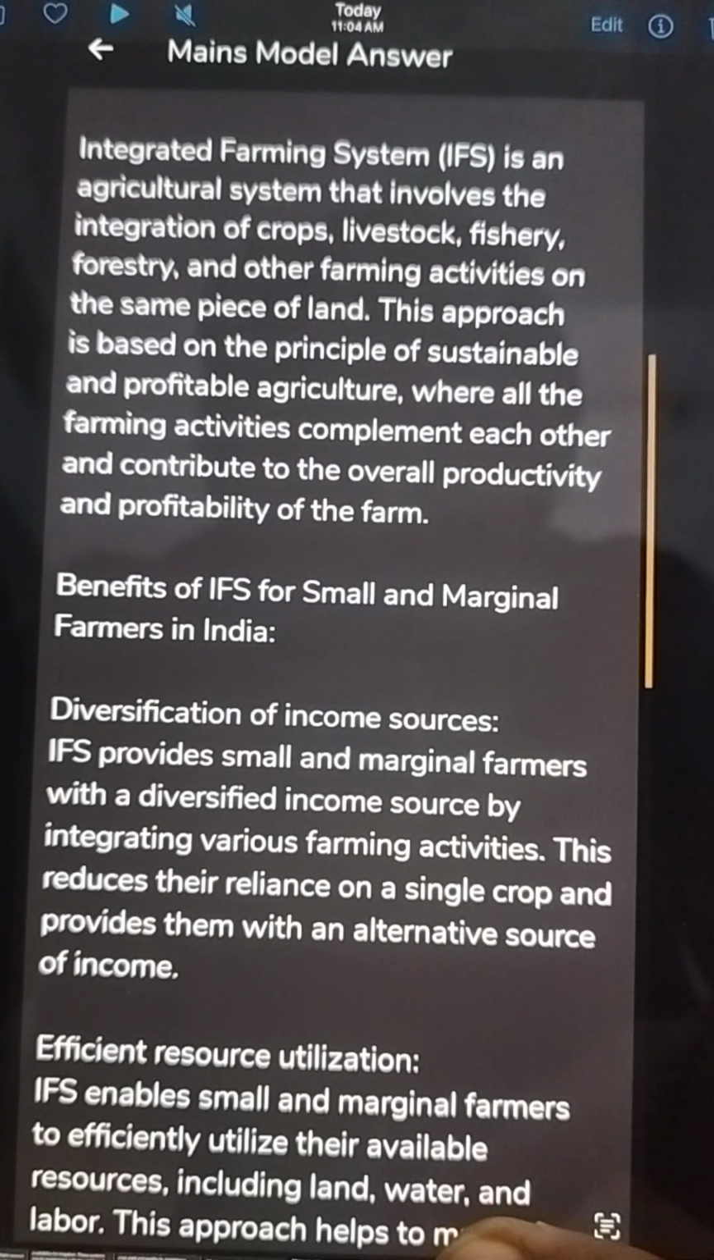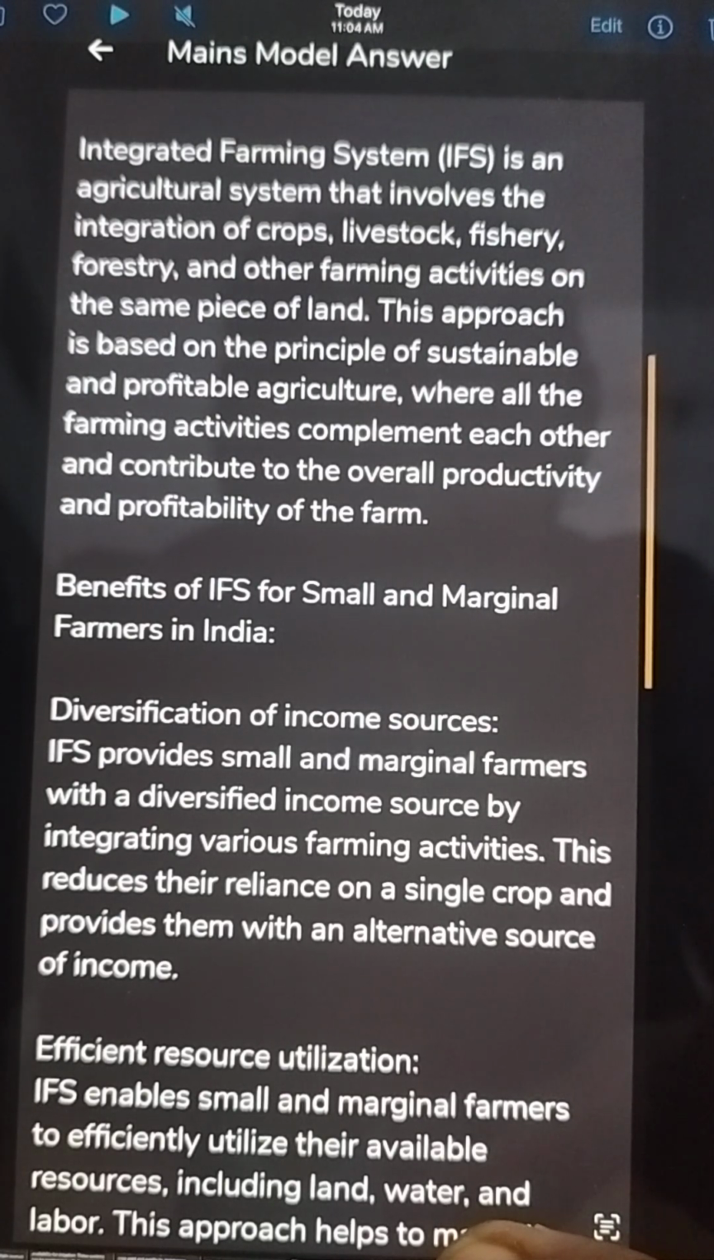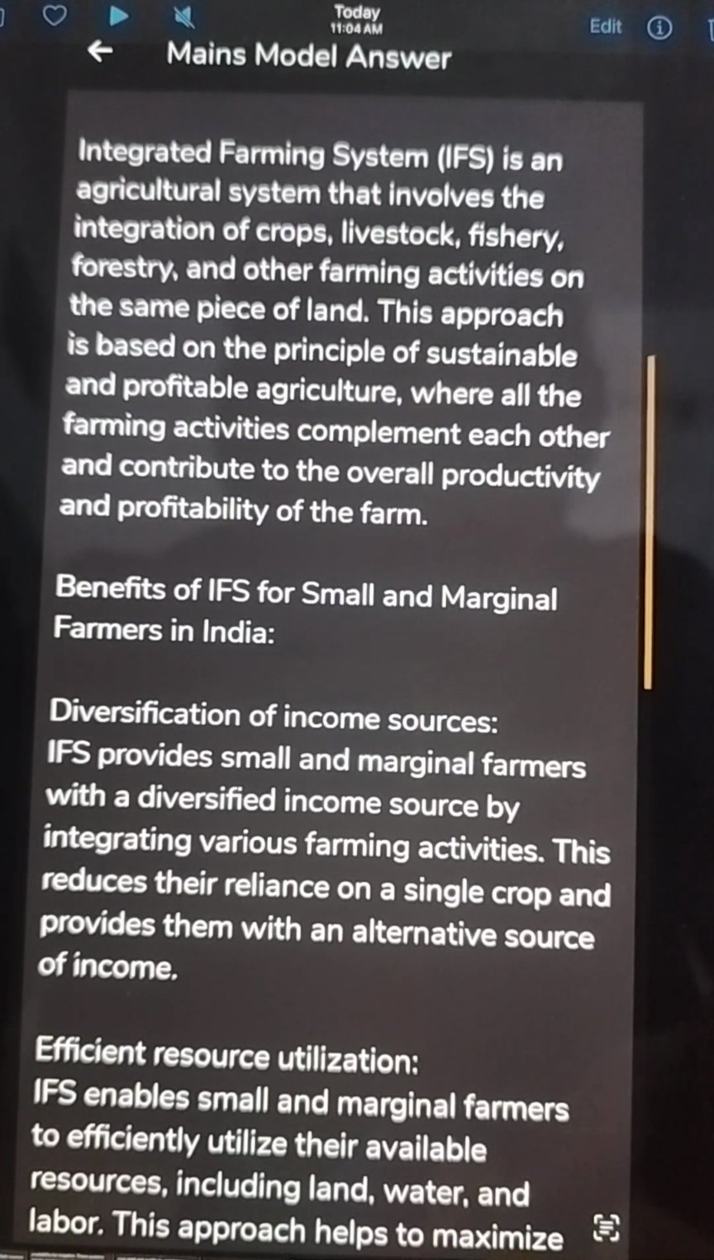First, diversification of income sources. IFS provides small and marginal farmers with a diversified income source by integrating various farming activities. This reduces their reliance on a single crop and provides them with an alternative source of income.